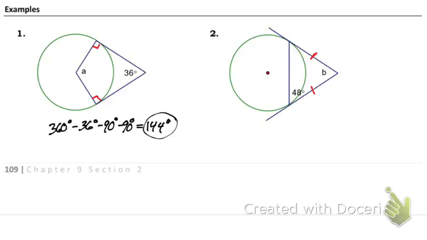All right, so if it's an isosceles triangle, the base angles of an isosceles triangle are congruent. So that's going to be 48. This is going to be 48. So if that's 48, that's 48. What's B equal?